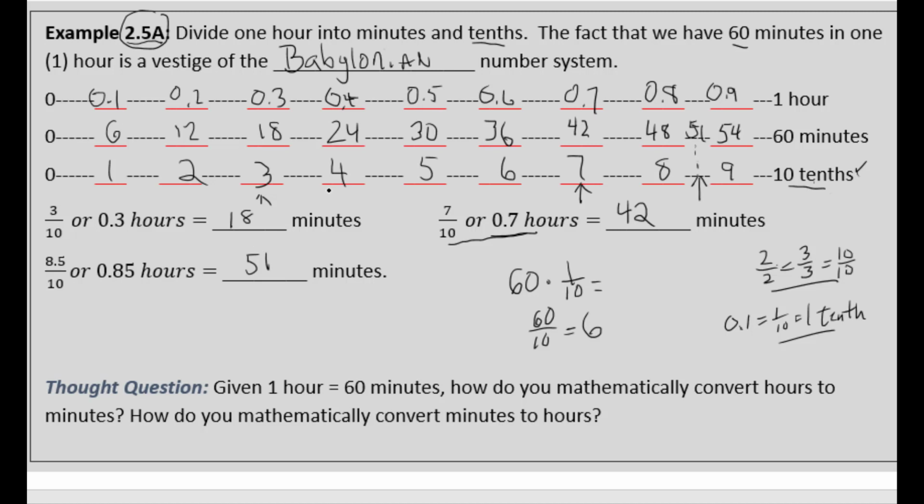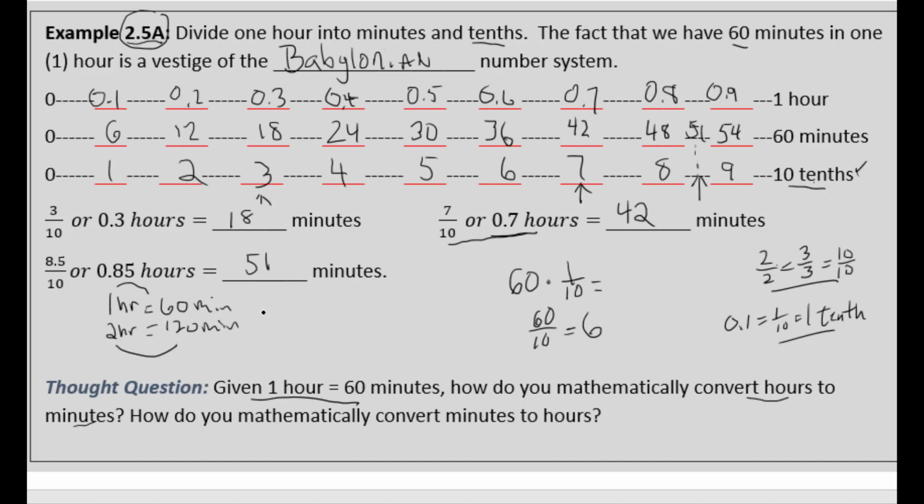Okay, this is an important one. Students have a lot of trouble going from parts of an hour to minutes. Given 1 hour equals 60 minutes, how do you mathematically convert hours to minutes? So if I had 1 hour, that is 60 minutes, then 2 hours, if I double the hours, I double the minutes. So how am I going from 1 to 60 or 2 to 120?